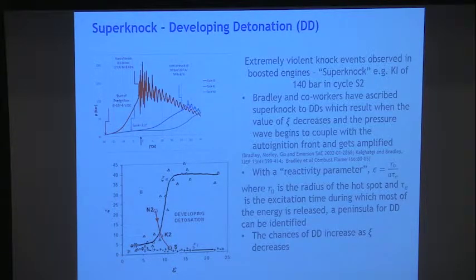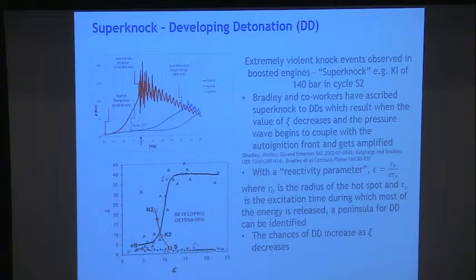Essentially what it boils down to is, you remember we have this psi value, which is a by u_a. And they also define a reactivity parameter, epsilon, which is r naught over a by tau_e. R naught is the radius of the hotspot, which we don't know, by the way. It's just the radius of the hotspot. And tau_e is like the ignition delay time, but it's the excitation time during which most of the energy following auto-ignition is dumped into the system. So it is a much shorter time delay compared to ignition delay.